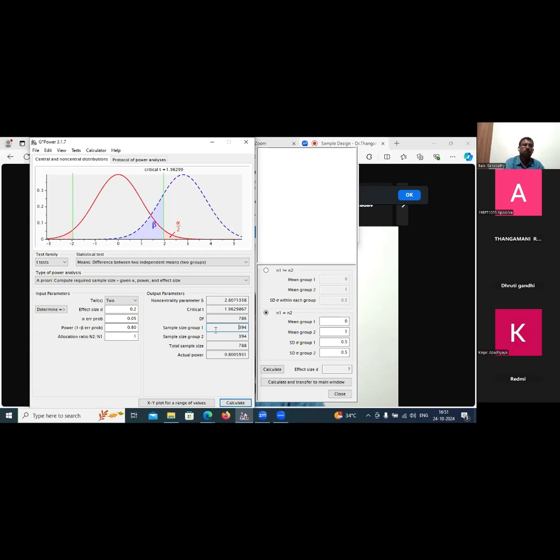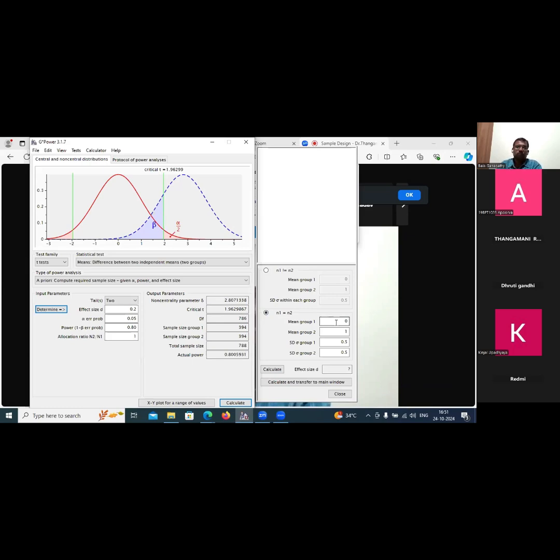For sample size, if I don't know what the effect size could be, then you can go for a pilot study. You have to click here, Determine. If you click, this window will open. I already clicked it, that's why it is open. You can see n equal to n1 equal to n2. You select this and leave that one. I will tell you later. You are doing the pilot study.